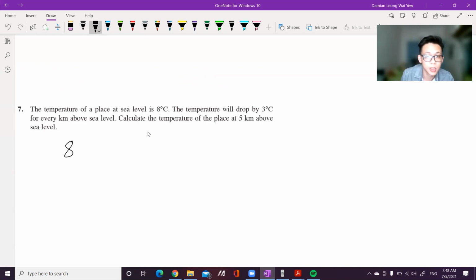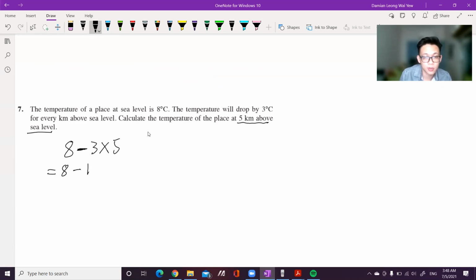Temperature will drop. Drop means you will minus. Okay, drop is a negative value. So minus 3 for every km. That means I have to times by the number of km that it goes up, because above sea level. They say 5 km above sea level, so you have to times the 5 km because it's for each km. So I have to do the multiplication first.